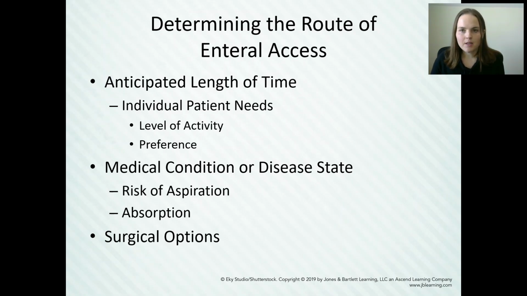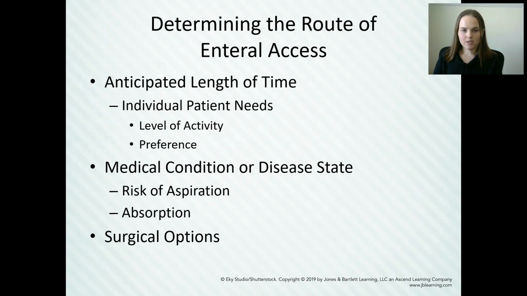When we're determining the route of enteral access, we're really looking at the anticipated length of time, as well as the individual patient needs, so their level of activity and their preference. We often learn that we should place an NJ or an NG tube if the patient is needing feeds for less than 4 to 6 weeks. Or we would look at a G tube or a J tube if we think it's going to be longer than that time frame.